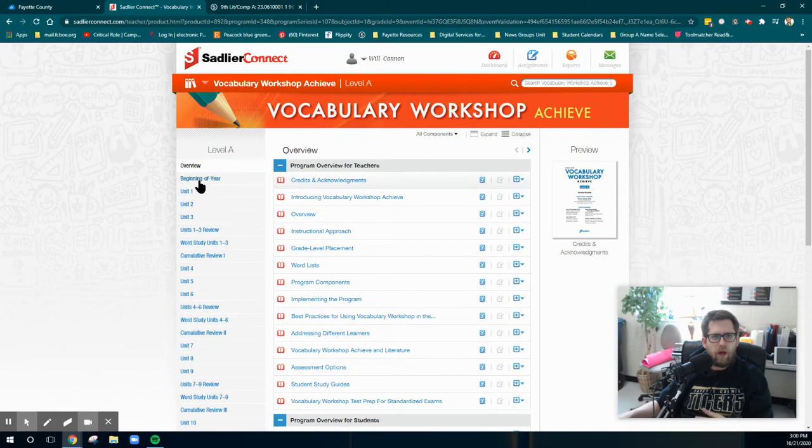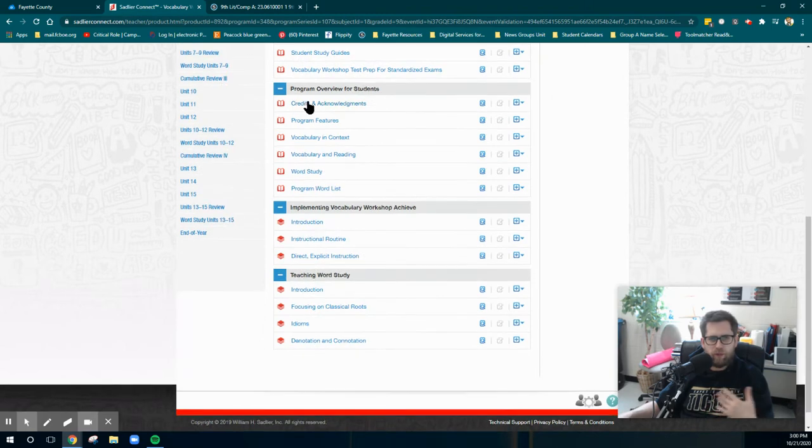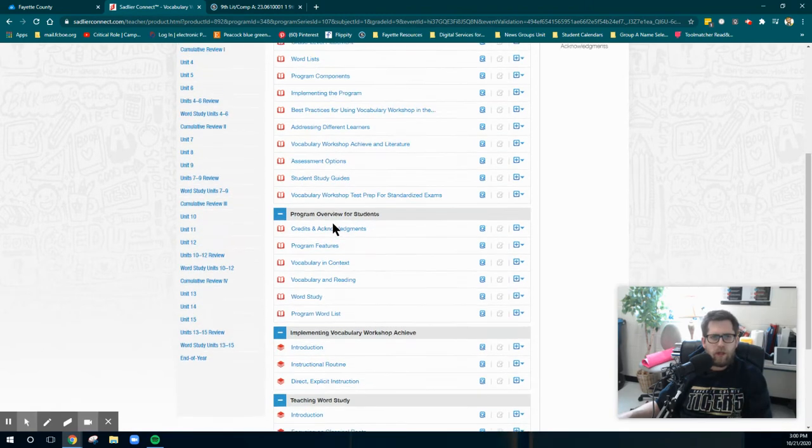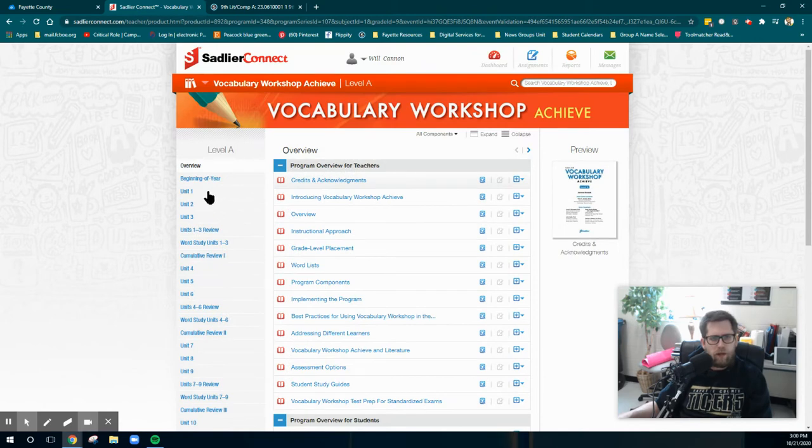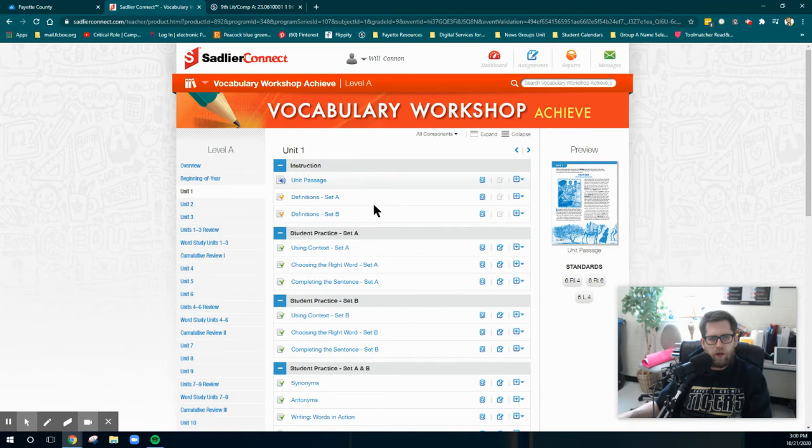So this is mostly for me. I don't know which of these you see. I guess you would probably see the program overview for students. Feel free to look at those, but not needed. When you go to Unit 1, you will be able to see our different sets of words from the unit.